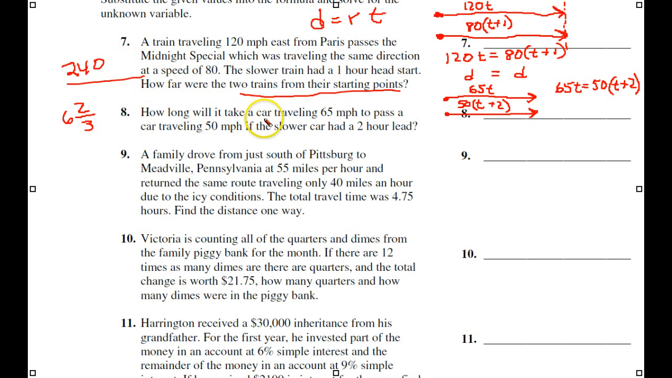Now, example 8 is the very same. It's a car traveling at 65 miles an hour, another car traveling at 50 miles per hour, and they're wondering when will they pass or catch up. This slower one had a 2-hour head start. So this is its time, and we have then rate times time equals rate times time, because distance equals each other. Now here they want to know how long. So when we solve for t, it comes out 6 2/3 hours.